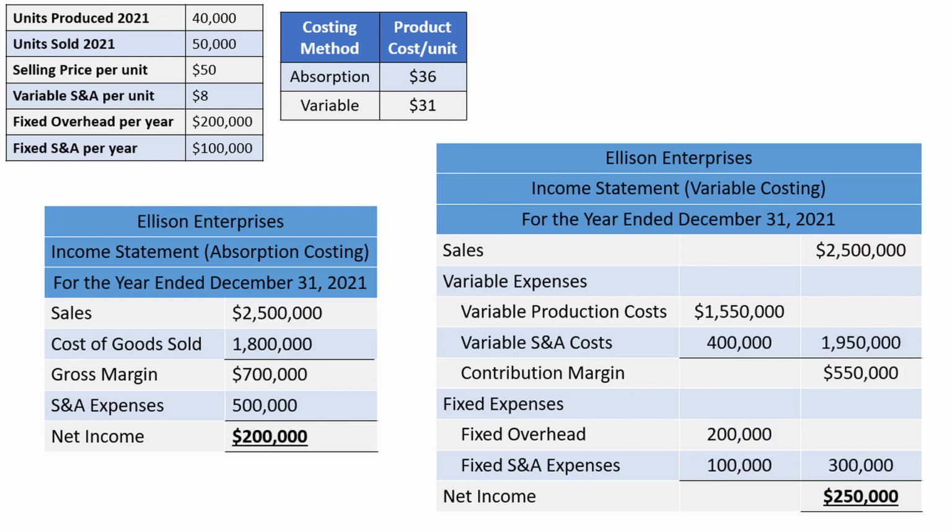Okay, we are back with the answers. Feel free to pause the video to see if your numbers match mine. The net income is $200,000 under absorption costing and $250,000 under variable costing.